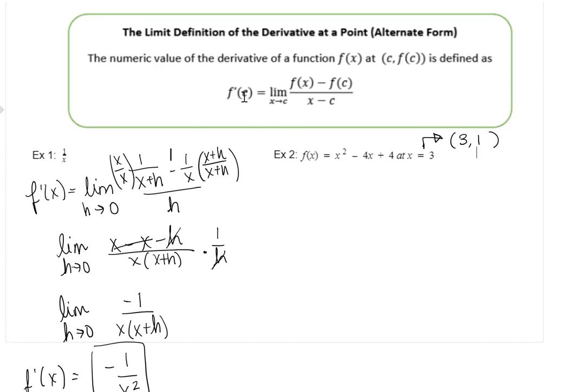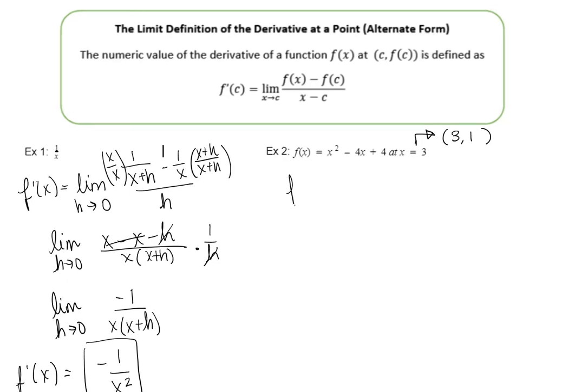So we have f prime of c is the limit as x approaches c of f of x minus f of c over x minus c. So let's just kind of get that written out. I know that f prime of 3 is going to be the limit as x approaches 3 of x squared, which is f of x, minus 4x plus 4. So all of f of x minus f of c, so that's that output, or that positive one. And then that's all going to be over x minus c, or x minus 3.